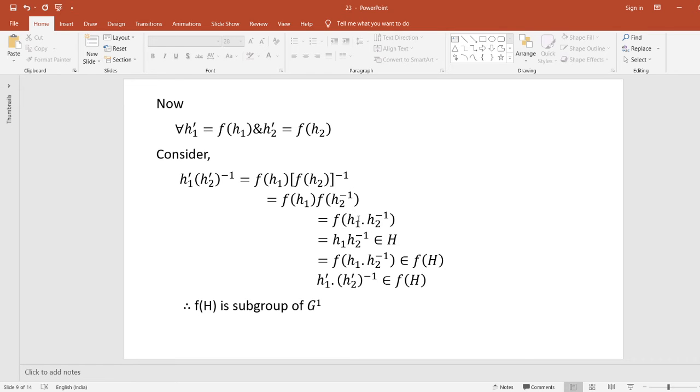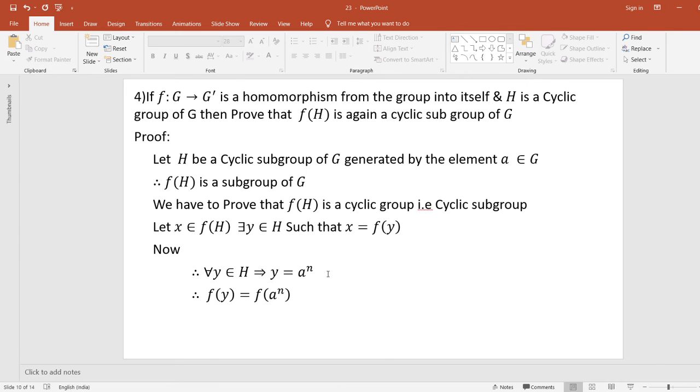So here h1 into h2 inverse belongs to H, since H is a subgroup. Therefore f of h1 into h2 inverse belongs to f of H. If the right hand side belongs to f of H, the left hand side h1 dash into h2 dash inverse also belongs to f of H. This is nothing but f of H is a subgroup of G dash.